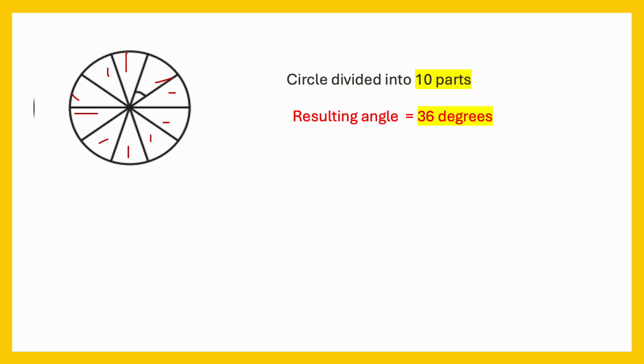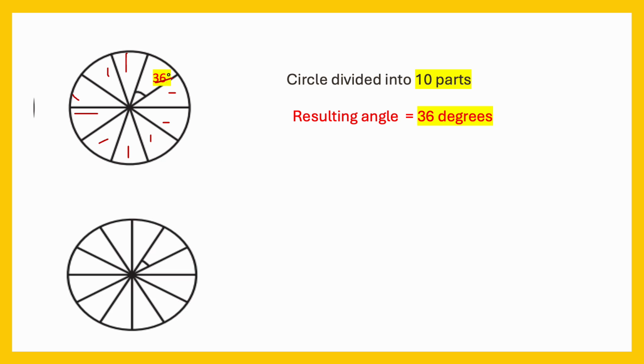Then see the next figure. Here the circle is divided into how many parts? Here the circle is divided into 10 equal parts. So what will be the resulting angle? 360 divided by 10. That is 36 degrees. So the resulting angle is 36 degrees.